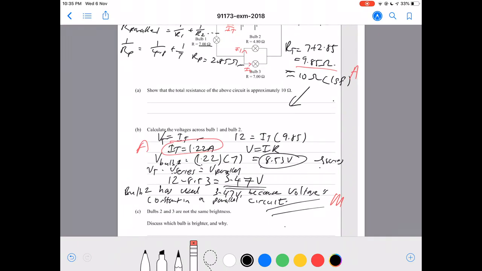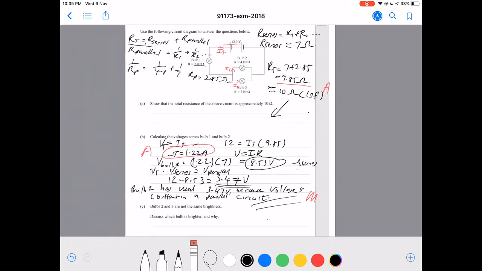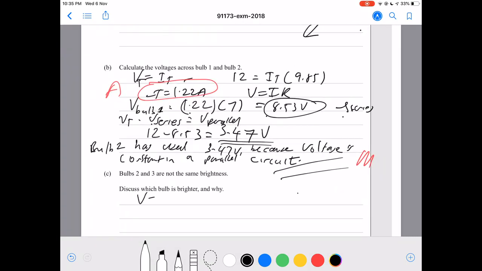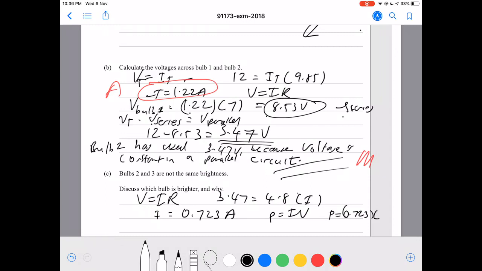Right, so you know that the resistance of bulb 2 is 4.8 ohms and the voltage is 3.47 volts. So you can say that V equals IR. That means 3.47 equals 4.8 times I. So therefore, the current through bulb 2 is I equals 0.723 amps. We also know P equals IV. P equals 0.723 times the voltage, which is 3.47.